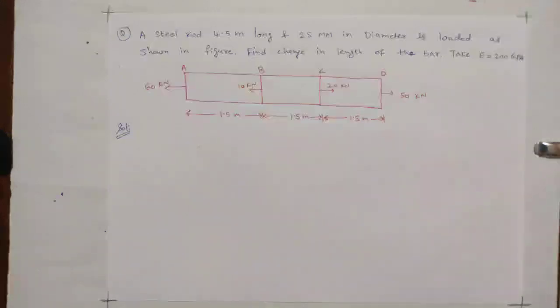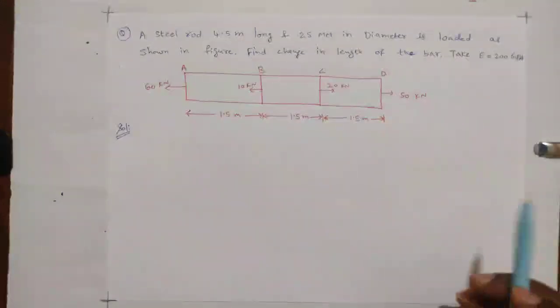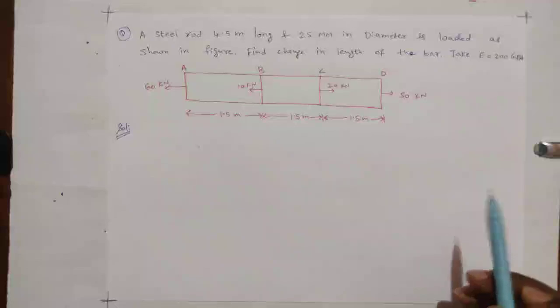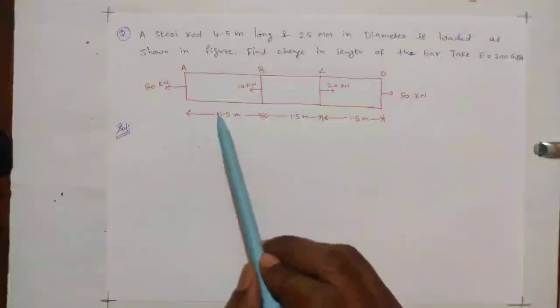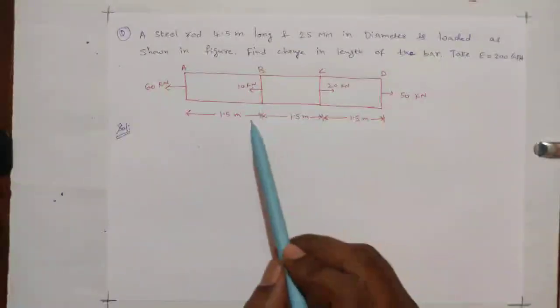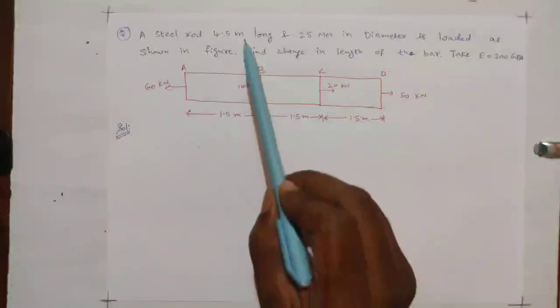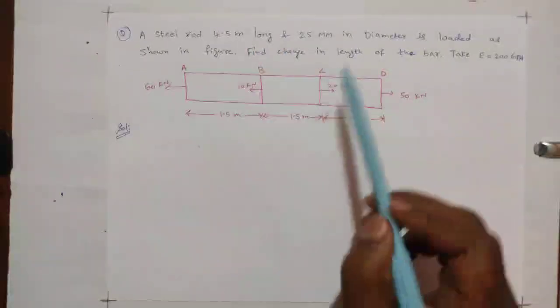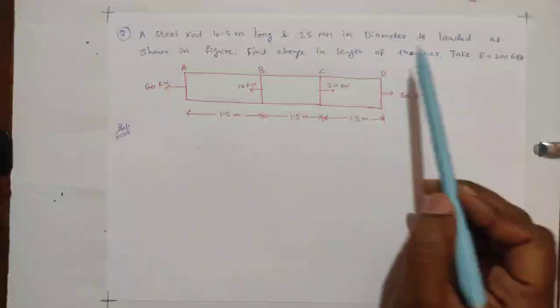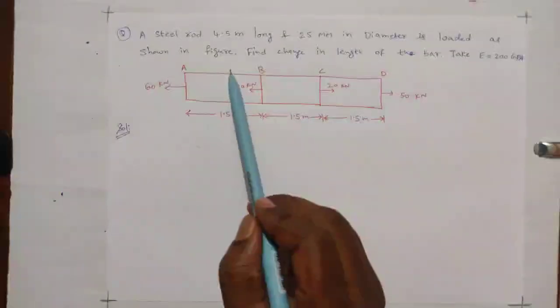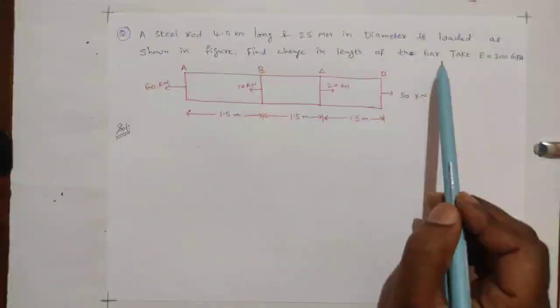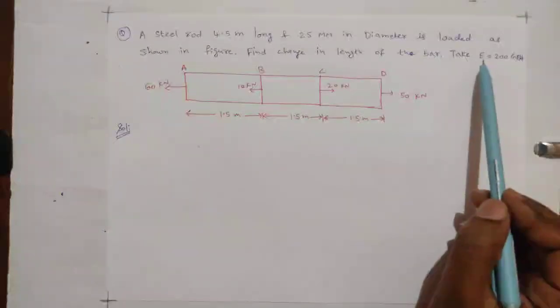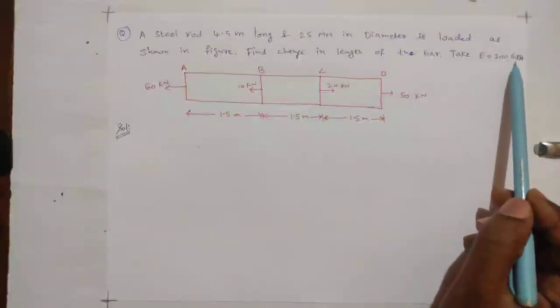Hi friends, today I am going to discuss a problem on principle of superposition. This is a problem of a steel rod having a length of 4.5 meter and 25 mm in diameter, loaded as shown in the figure. Find the change in length of the bar. Here given E is equal to 200 gigapascal.